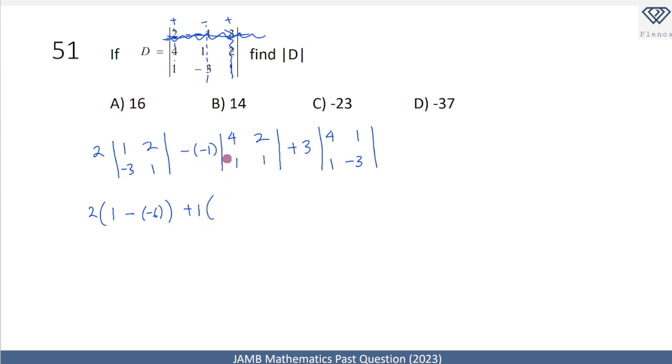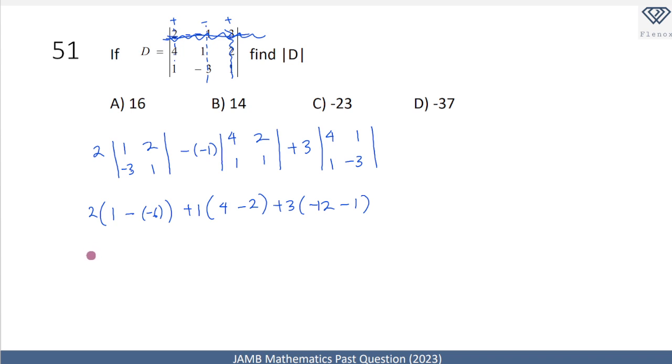Then we repeat the procedure here. 4 times 1 is 4. 1 times 2 is 2. So you have 4 minus 2. Then finally we have plus 3. I have 4 times minus 3 is minus 12. And we have 1 times 1 is minus 1. So what does this become?